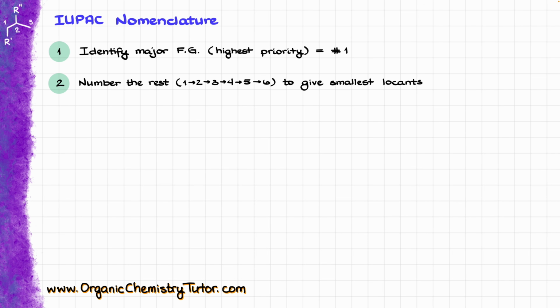Next, we're going to number the rest of our molecule 1 through 6 to give the smallest possible numbers to our carbons, to our substituents. And at that point, we are going to completely ignore the priorities. Priorities no longer matter. The only other thing that is going to matter is the alphabetical order in the case of the tiebreakers, if we have a situation where you can number your molecule two different ways.